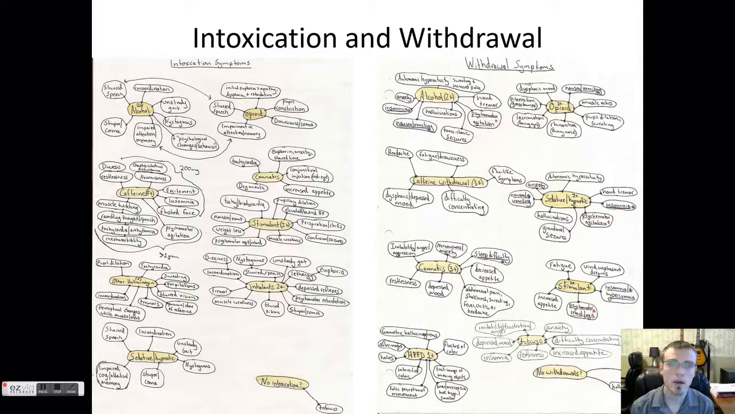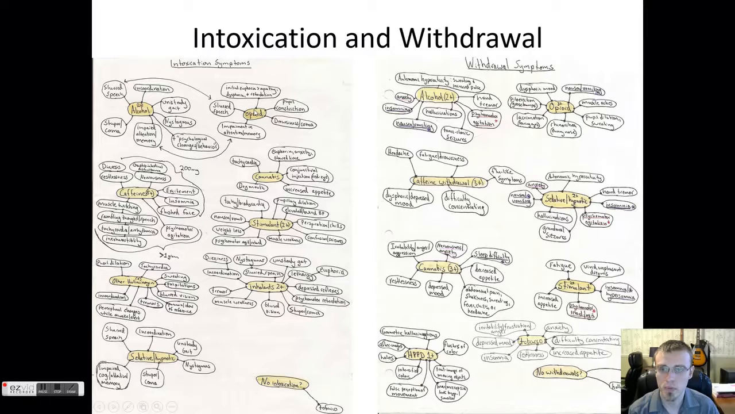As you can see, there is a massive variety of different symptoms associated with intoxication over on this side of a substance and the withdrawal symptoms of a substance. So there's just hours of things that you can look at if you were to create a little information web of this sort for yourself. And I would strongly recommend you do that, especially for a course like this that's all about co-occurring disorders.